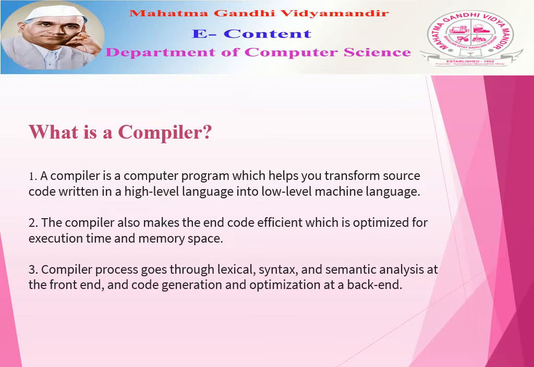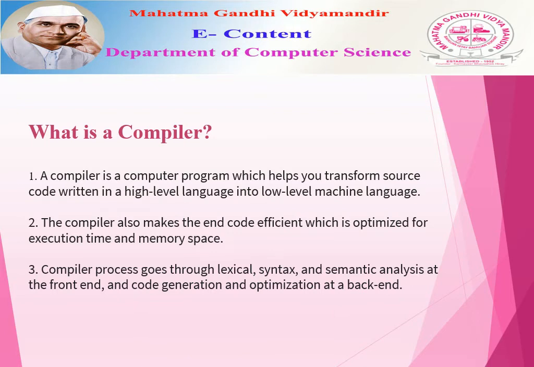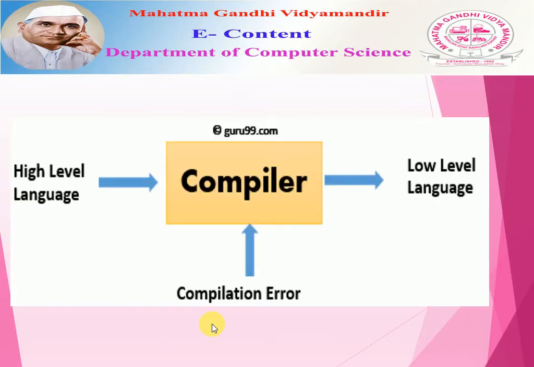So the compiler translates the code written in one programming language to some other language without changing the meaning of the code. It is not going to change the meaning of the code. The compiling process includes the basic translation mechanism and error detection. We can see over here the diagram of a compiler: it converts high level language into low level language through the compiler.